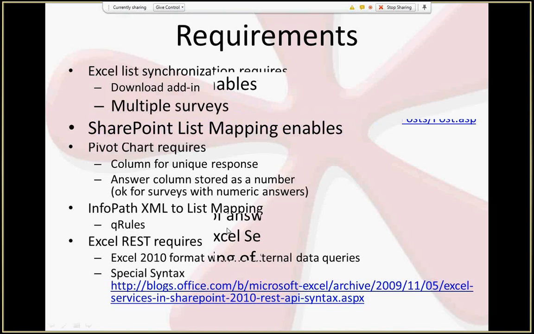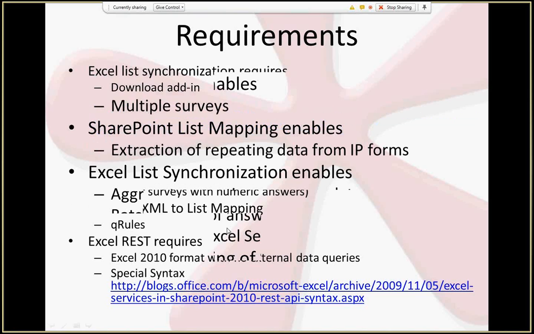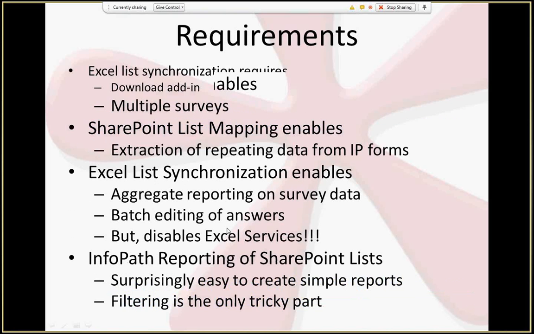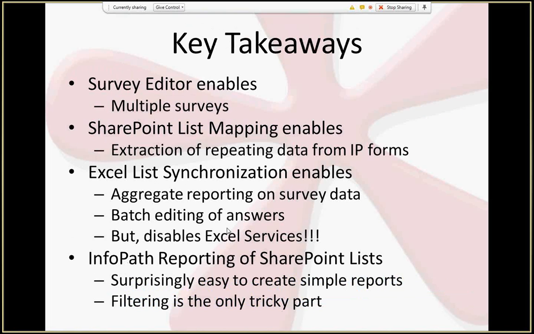So the key takeaways today: Survey Editor enables multiple surveys. By mapping those surveys to the list, you get the ability to extract the repeating data from your InfoPath forms into the SharePoint list. The Excel synchronization enables aggregate reporting on that data. You can also batch edit the data, but it disables Excel services, so you can't use browser-enabled Excel services to edit that data. Finally, InfoPath reporting is a nice, simple way to create reports, and there is some tricky filtering in it, but it's surprisingly easy to create these simple reports in InfoPath.